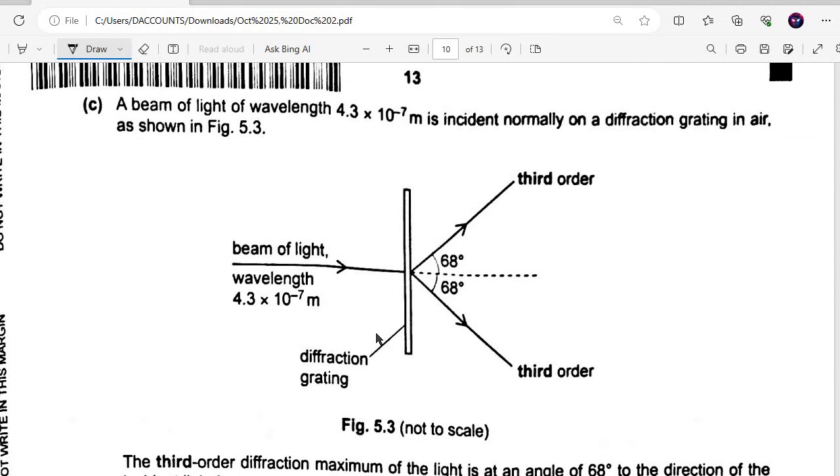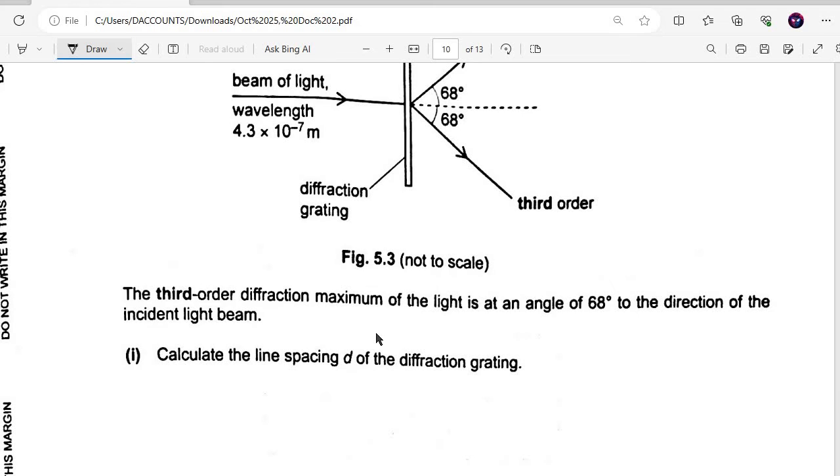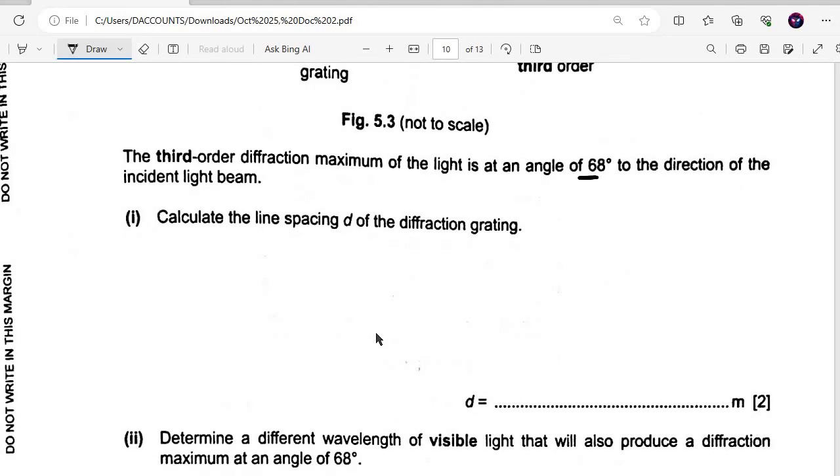Part C. A beam of light of wavelength 4.3 times 10 to the minus 7 meters, this is the wavelength lambda, is normally incident on a diffraction grating in air. The third order diffraction maximum of the light is at an angle of 68 degrees to the direction of the incident light. Calculate the spacing d.